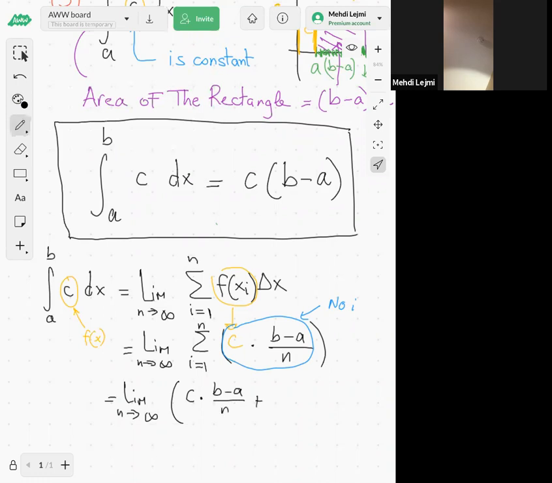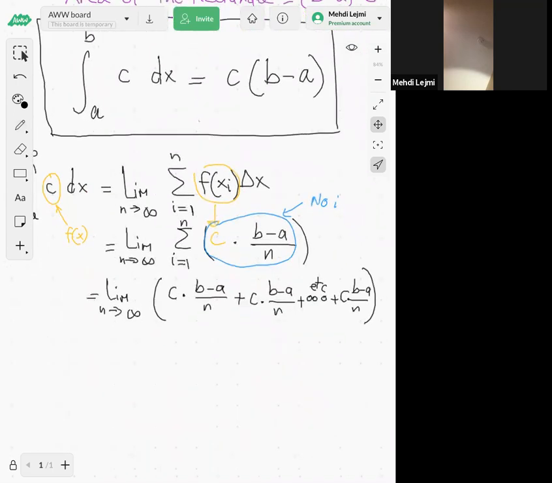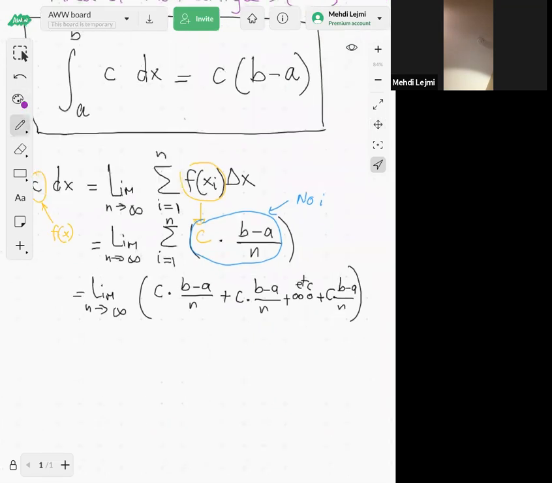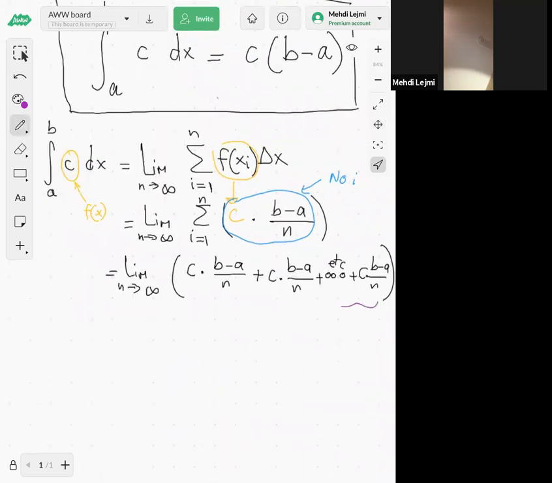When i is 2, I'm going to get the same thing. There's no i, so it's just going to be the same thing. When i is 3, same thing, etc. When i is n, it's just the same thing. There's no i, so I'm going to just have c times (b minus a) over n. Now, this is a summation. So how many times do we have this c times (b minus a) over n? Well, my index i goes from 1 to n, right? So this is just n times.